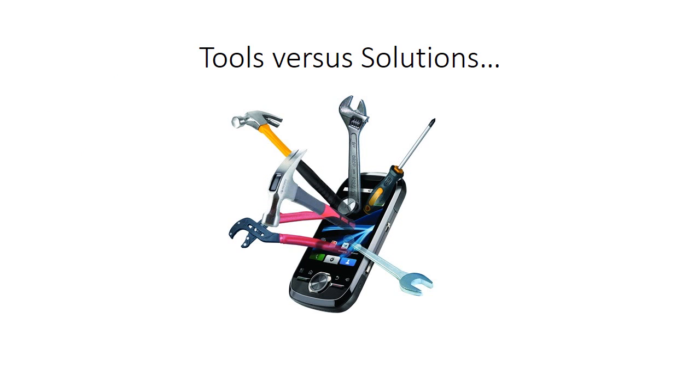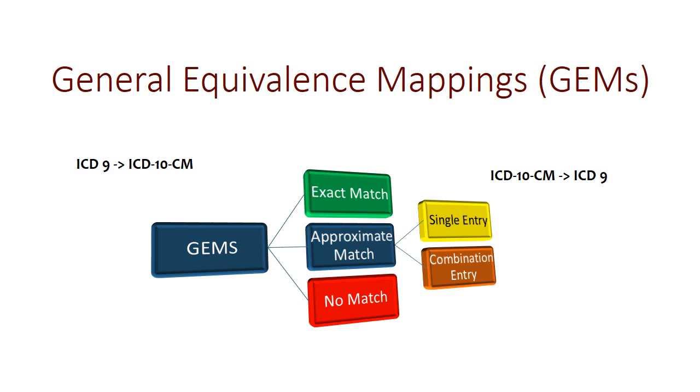Let's talk more specifically about the differences between tools and solutions. One of the most well-known tools is known as the General Equivalence Mapping Program, or GEMS program. These programs often work very well when there's an exact match between ICD-9 and ICD-10 on a one-to-one basis. Unfortunately, that's often not the case. There is often a one-to-many match between ICD-9 and ICD-10.